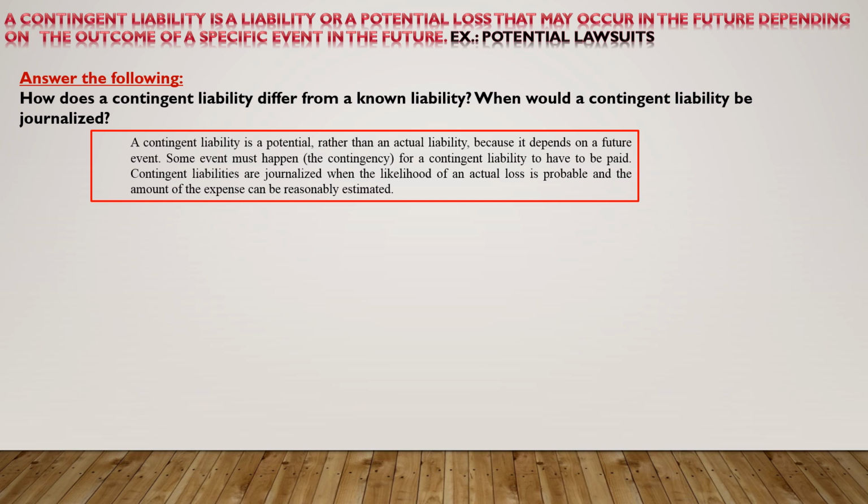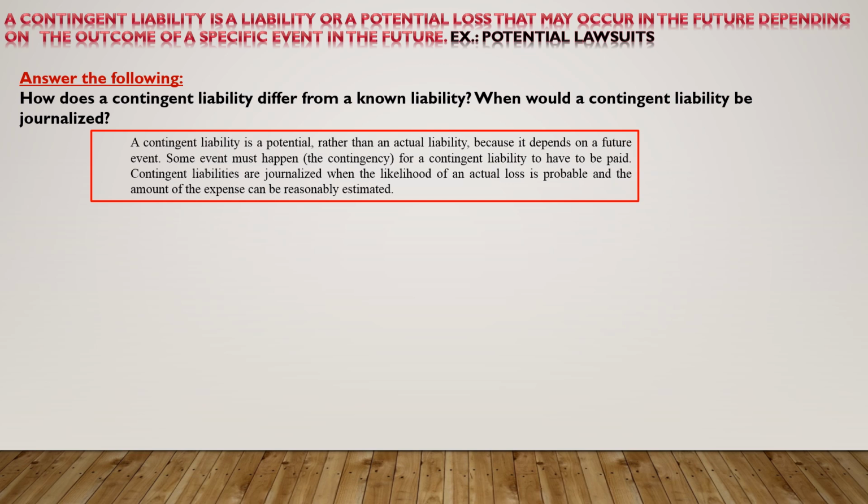So again, as I said, the contingent liability is potential. It's not determined. It's not an actual liability. It depends on a future event. So it may or may not incur loss in the future. And contingent liabilities are recognized, I make a journal entry for a contingent liability, when the possibility of an actual loss is probable, and when the amount of expense can be reasonably estimated.